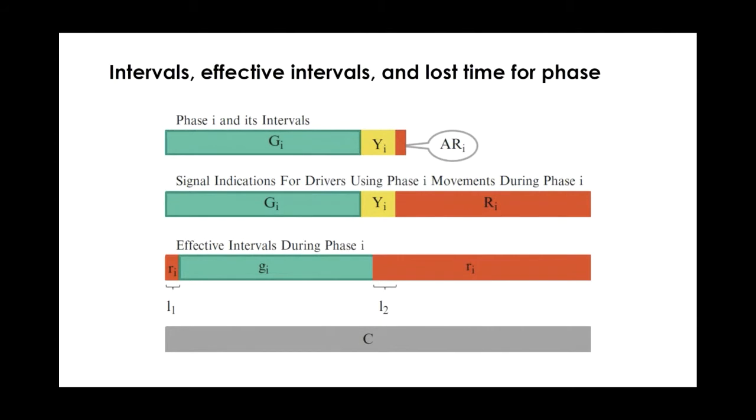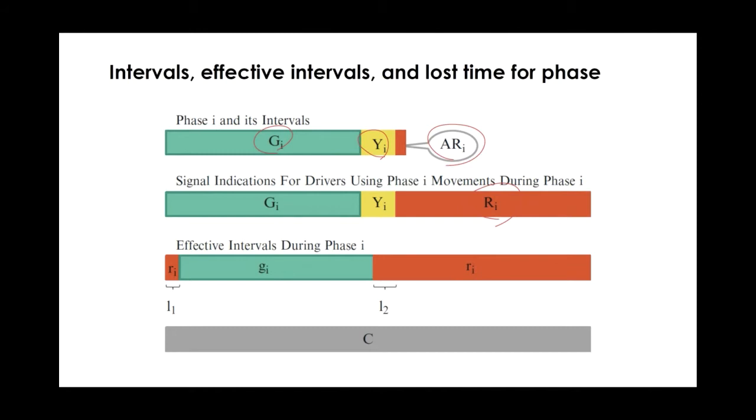So look, here's an example visualization of what intervals, effective intervals, and lost time for different phases actually mean. So we have phase 1, we have phase i, and different intervals. Each phase has different intervals. We have the green interval, we have the yellow interval, and we have the all red interval. We also have this red signal indication at the end, where the movement of this specific approach is totally stopped.